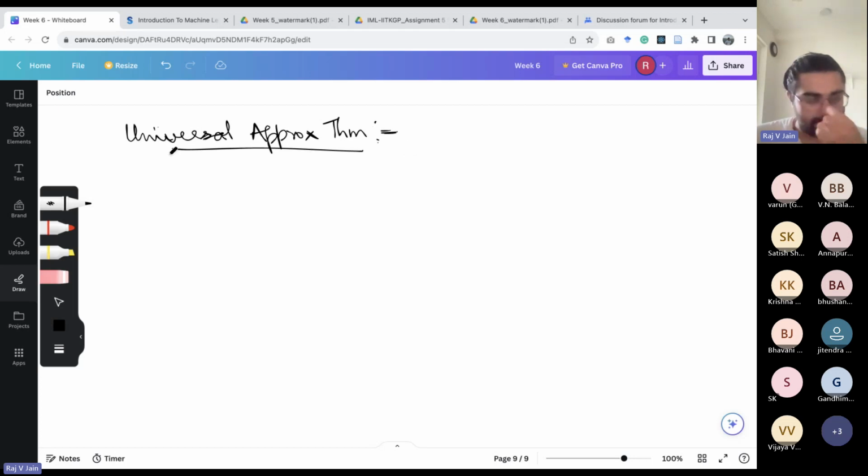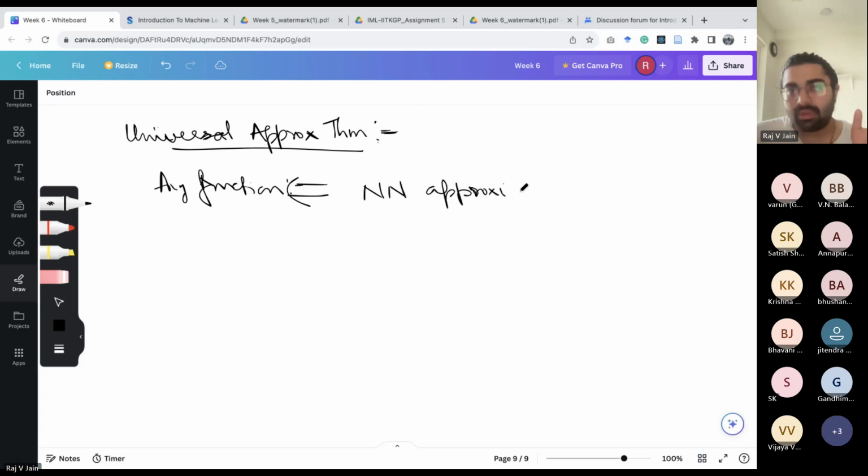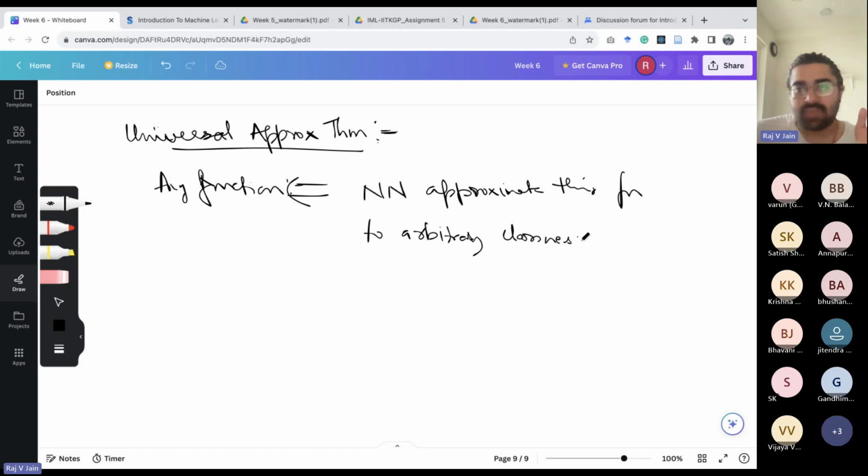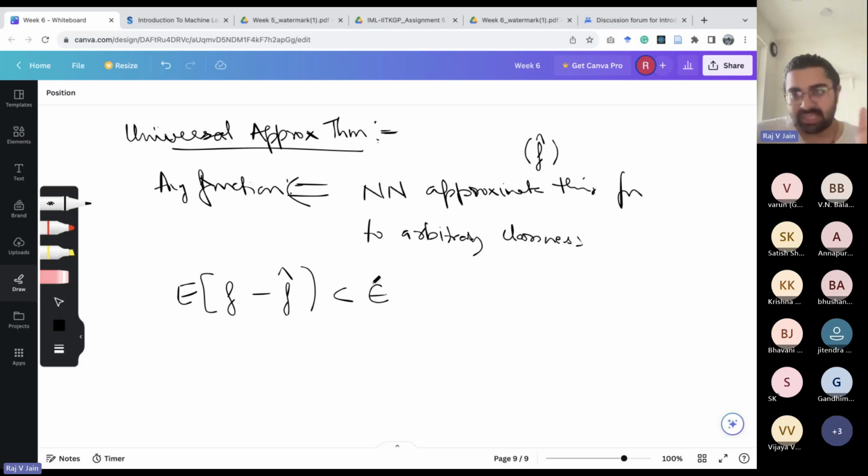But the point is this: the universal approximation theorem says that any function you take, I can have a neural network approximate this function to arbitrary closeness. What does arbitrary closeness mean in mathematical terms? Whatever error you choose between the actual true function minus your approximation, which we generally represent with a hat, can be made as close to zero as possible, where epsilon is some small value. For any possible epsilon you choose, I can always get the error between the true function and the approximation to a very close value.